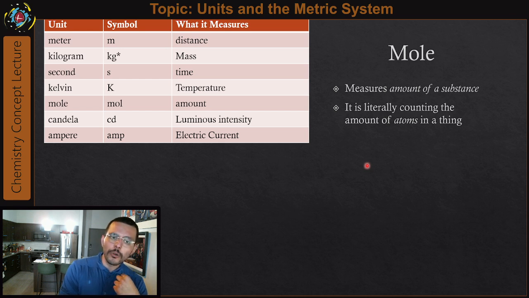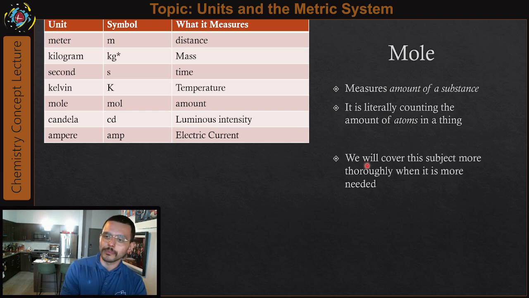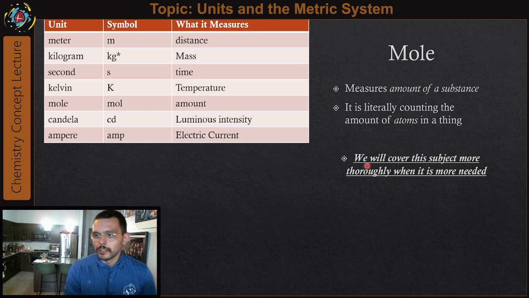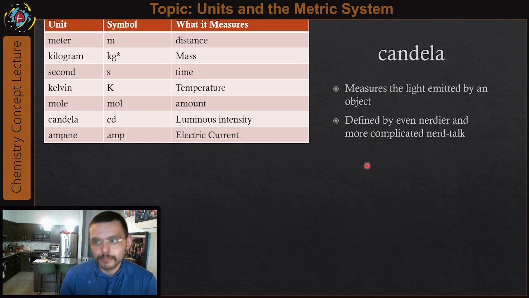Moles. Moles measure the amount of a substance. A mole is the same way that a dozen is 12. A mole is 6.022 times 10 to the 23rd. We'll cover that later. But it's literally counting the amount of atoms in a thing, which is another thing we'll cover later. But we will cover it.